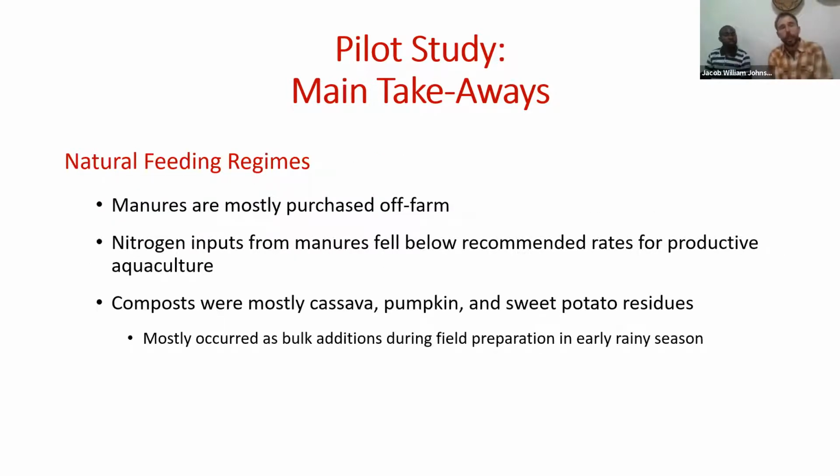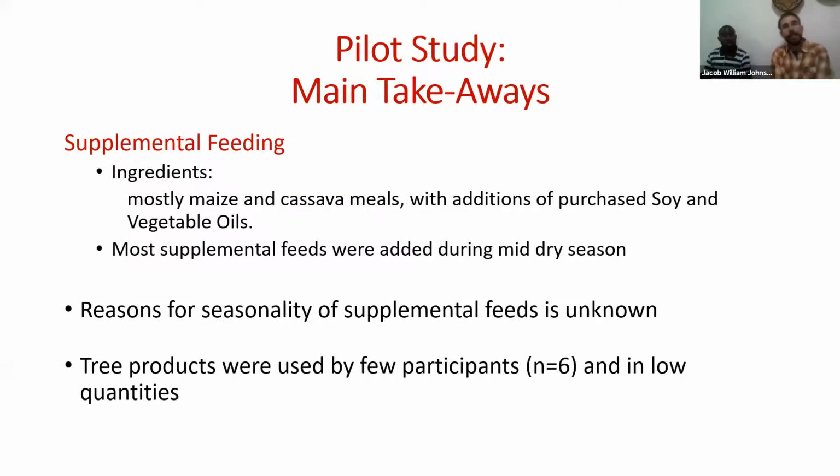For natural feeding regimes, just as a reminder, manures were mostly purchased off farm. The nitrogen inputs fell below the recommended rates, and composts were mostly cassava leaves, pumpkin leaves, and sweet potato leaves. And those mostly occurred as bulk additions during field preparation in the early rainy season. Supplementary feeds: farmers used mostly maize and cassava meals with additions of purchased soy and vegetable oils, and most supplemental feeds were added during the mid-dry season. So the reasons for seasonality are unknown because we didn't follow up with more qualitative questions about why farmers were doing what they're doing.